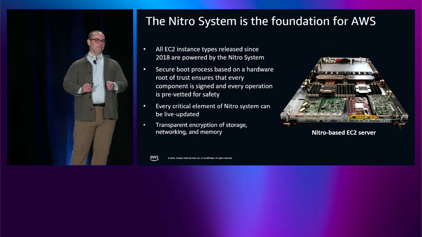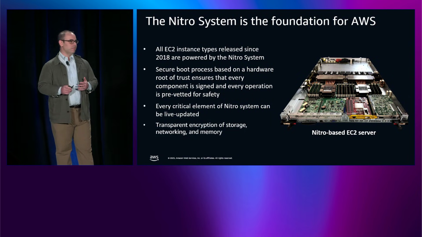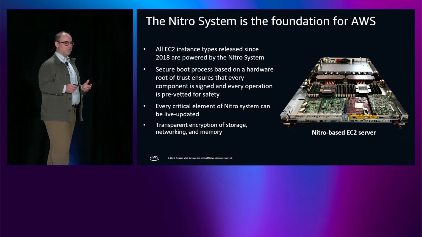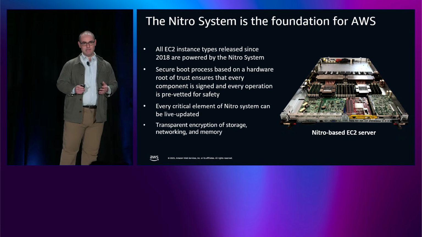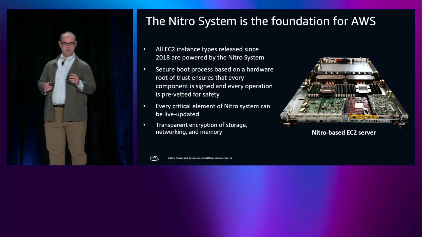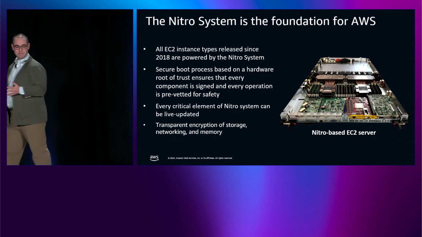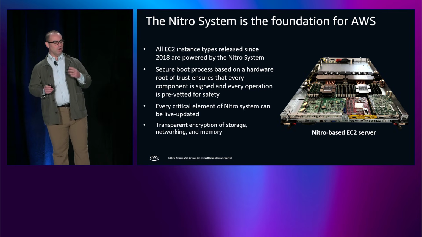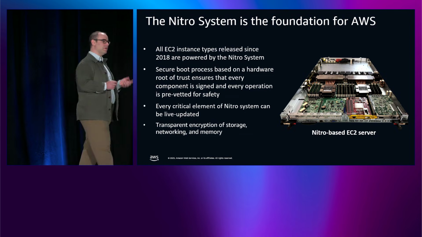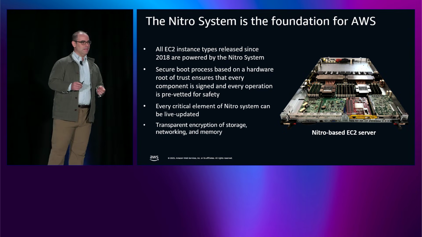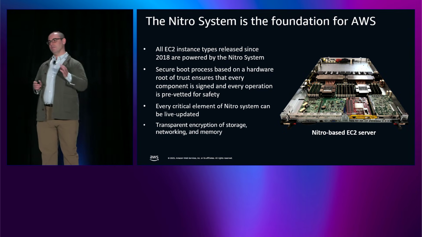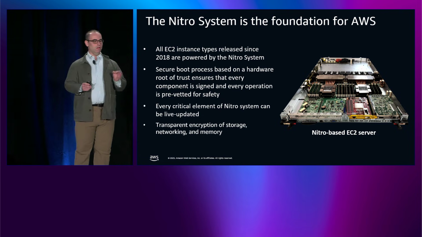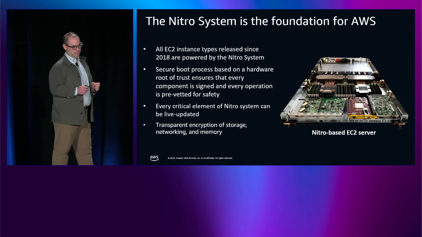So the Nitro system today is the foundation of AWS. When you ask yourself and picture in your head, what is the cloud made up of? It is made up of Nitro. As I mentioned earlier, all EC2 instance types that we've released since 2018 are powered by the Nitro system. We feature in our system a secure boot process that is based on a hardware root of trust, ensuring that we have high visibility and confidence in the specific code that runs on every single component in every single one of our servers, in every one of our regions, all over the world, all at once.